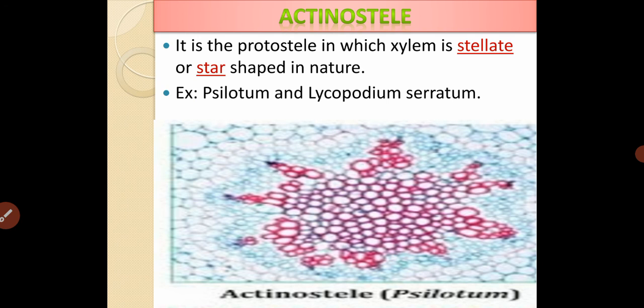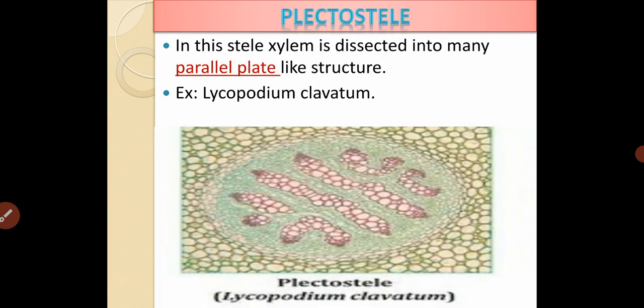Actinostele is the condition where the shape of xylem is star or stellate in shape, as seen in case of the Xiphopteris and Lycopodium serratum species. Plectostele. In this stele, xylem is dissected into many parallel plate-like structures, as seen in case of Lycopodium clavatum.